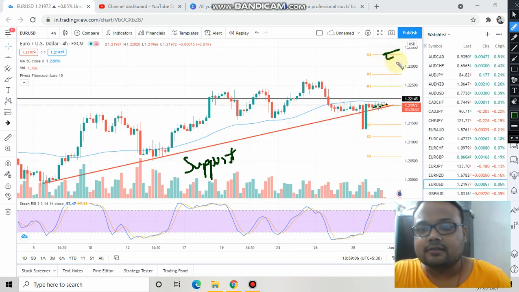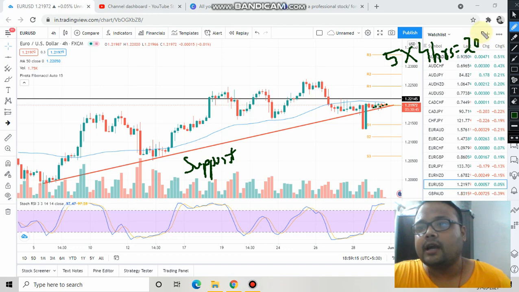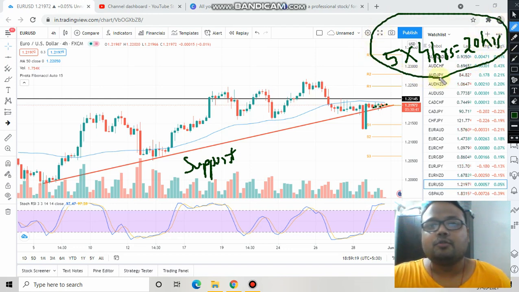5 candles. Each candle is 4 hours, so 20 hours. So market is trading at the support. Market is lying flat at the support. Market is having no steam. It is just lying flat at the support. For 20 hours, market is at the support, but still there is no movement.